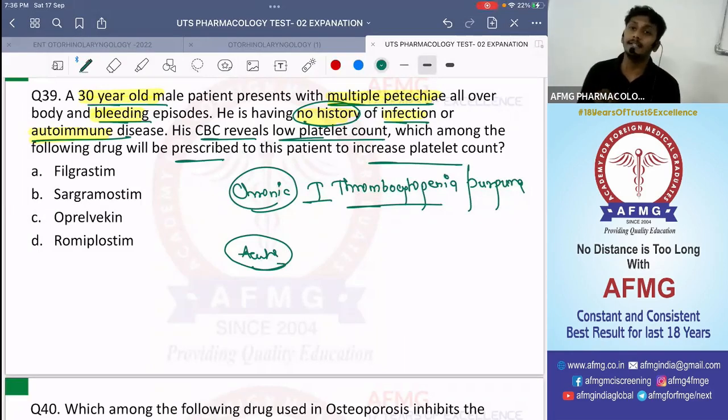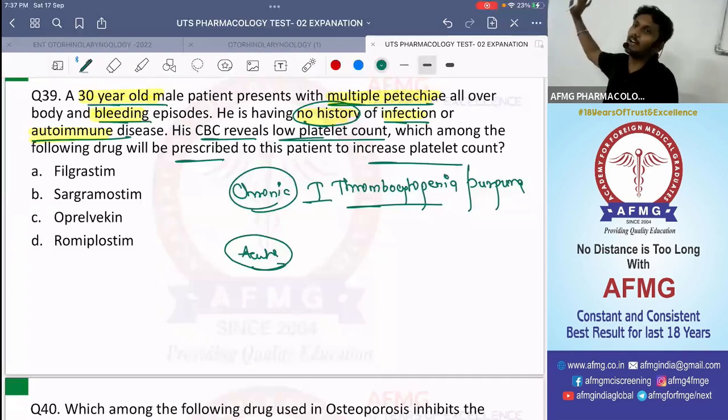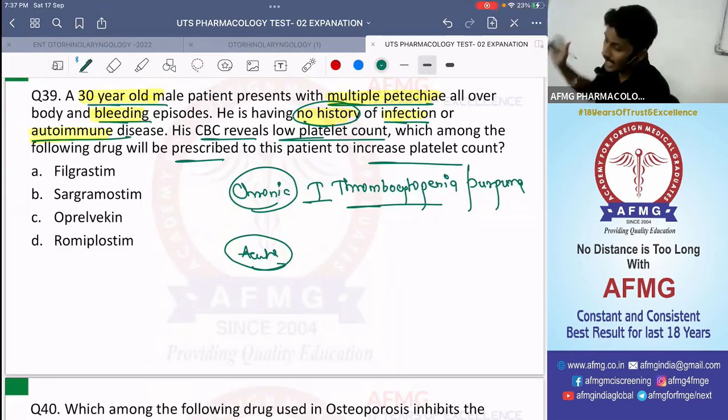But in adults it needs treatment, like IVIG can be given to the patient, and if not responding, plasmapheresis can be done. Okay, you will do it in hematology, don't worry. So now here the patient was having chronic ITP. Now there is low platelet count in this patient. So what should be given for low platelet count?